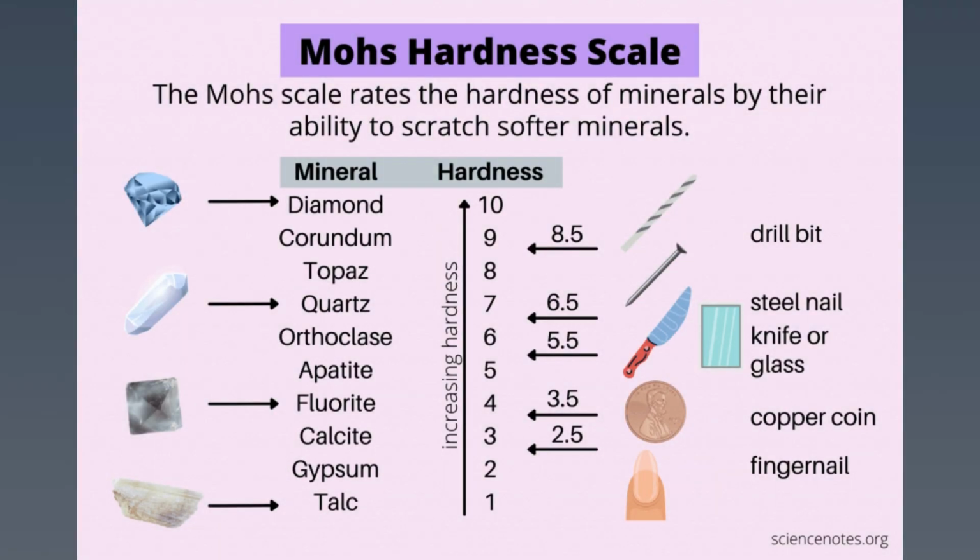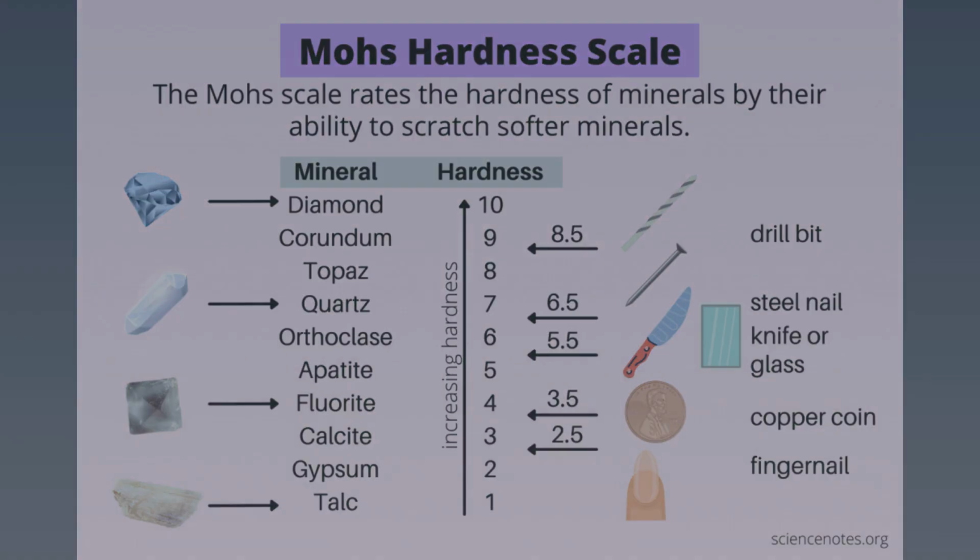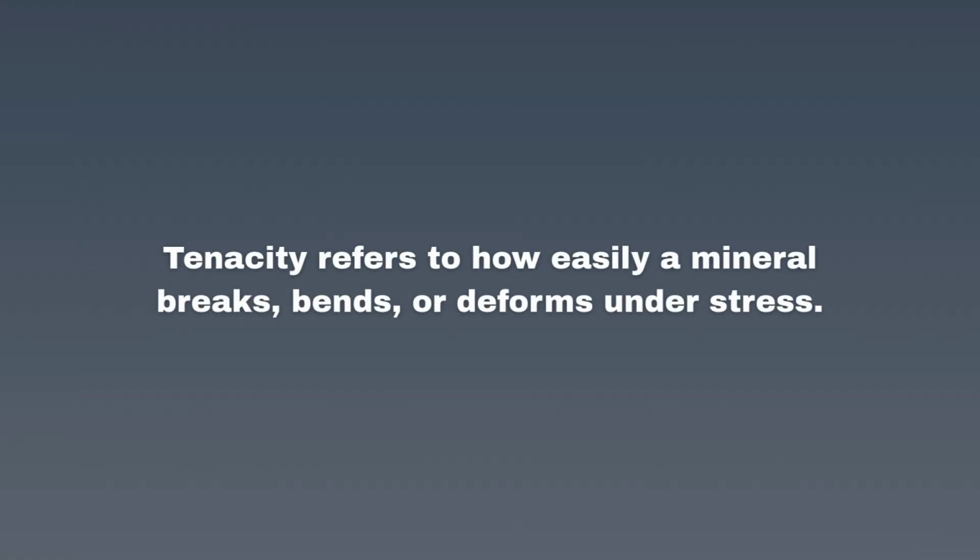This is a picture of the Mohs hardness scale, which has reference minerals, those are at even numbers, and then some common objects that can be used to test hardness if you don't have an actual hardness testing kit. Tenacity refers to how easily a mineral breaks, bends, or deforms under stress.